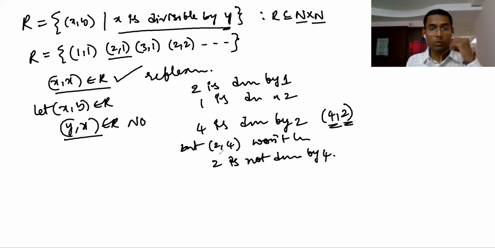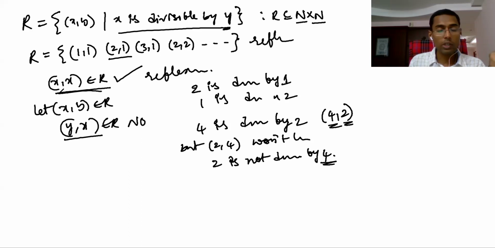So that is the reason here 2 comma 4 won't be there. Therefore, the conclusion is that it is reflexive. Why is it reflexive? I told already, x comma x will be there. x is divisible by x: 1, 1, 2, 2, 3, 3. Therefore, reflexive. It's not symmetric, but it is transitive.